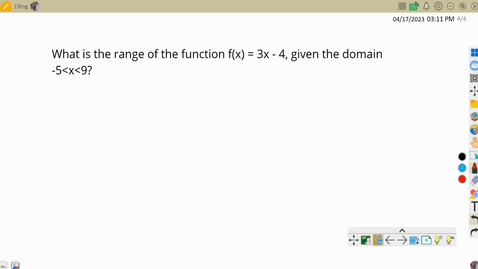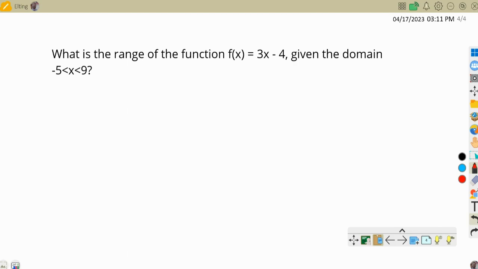All right, number 3 on the advanced algebra problems worksheet. Similar example right here: what is the range of the function f of x equals 3x minus 4, given the domain of -5 is less than x, which is less than 9? This is somewhat similar to your problem. Your problem is a little uglier because it's quadratic, whereas mine is linear.